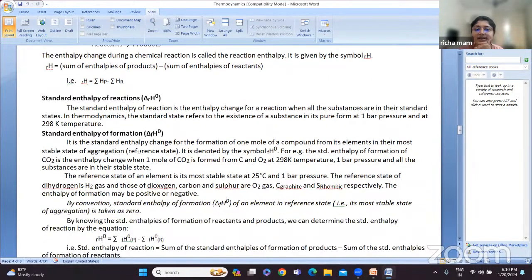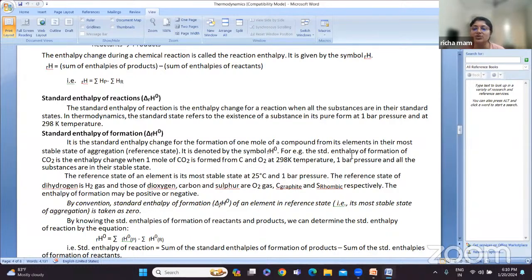Now, what do you mean by standard enthalpy of formation? It is given as delta f H naught. It is the standard enthalpy change for the formation of 1 mole of a compound from its elements in their most stable state. So it is denoted by delta f H naught.